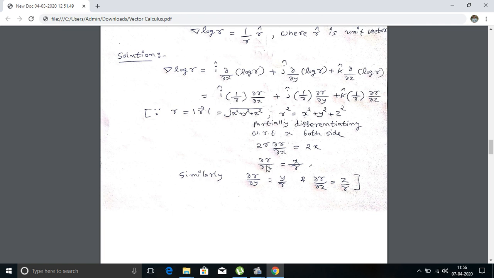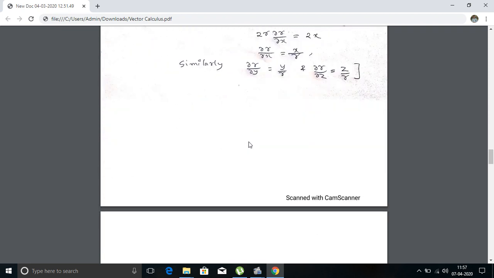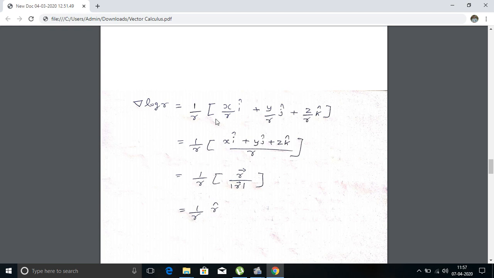Now putting all these values in this expression, we will get, now 1 by r is common from all these three terms, so it will be 1 by r in bracket (x/r)i + (y/r)j + (z/r)k. Clear? Now further simplifying, we will get (xi + yj + zk) whole divided by r. Okay. Now this is our given vector, that is r vector.